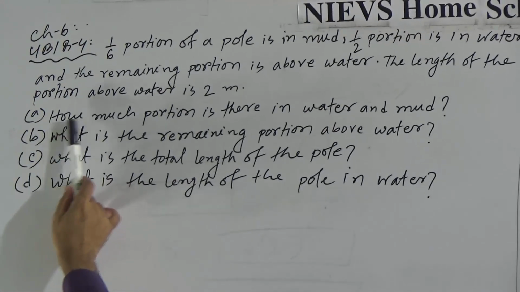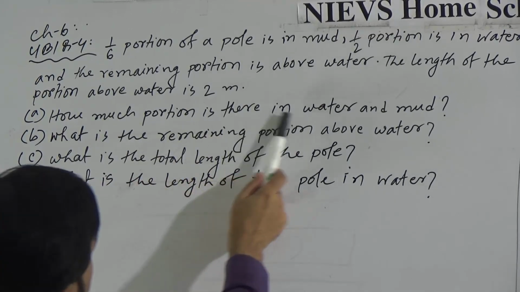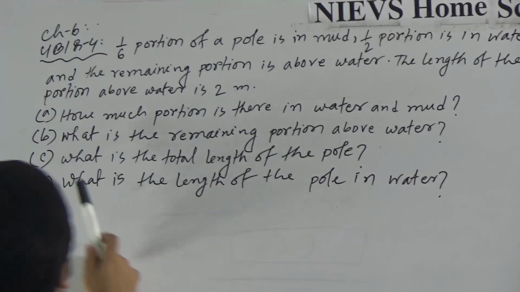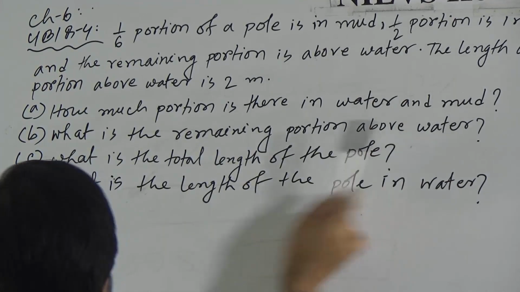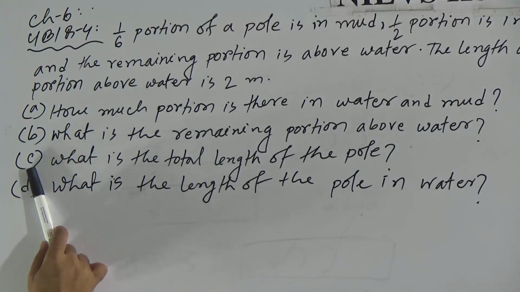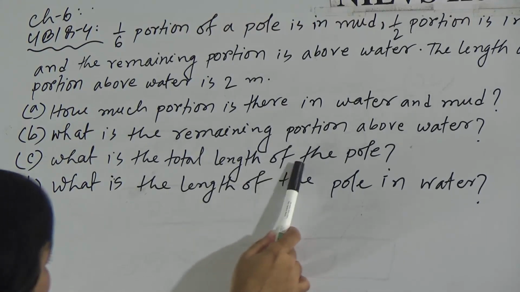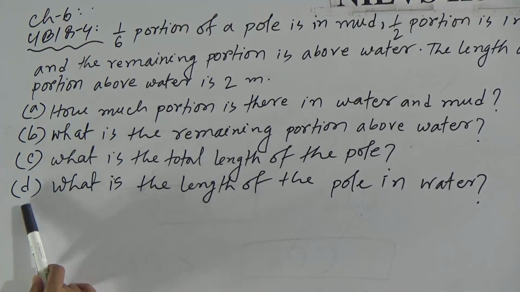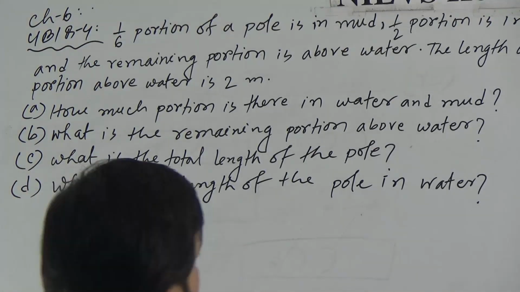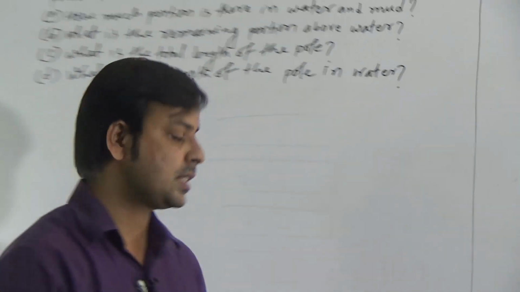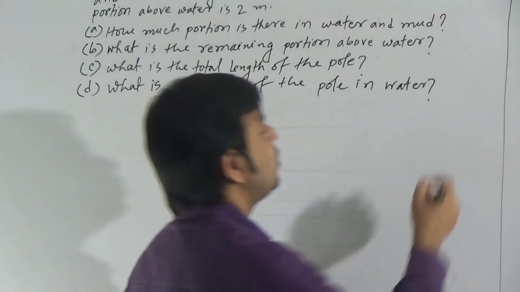Now, first question A, how much portion is there in water and mud? Question B, what is the remaining portion above water? Question C, what is the total length of the pole? Question D, what is the length of the pole in water? Okay, dear students, to solve this question you have to understand a figure. At first I will show a figure.